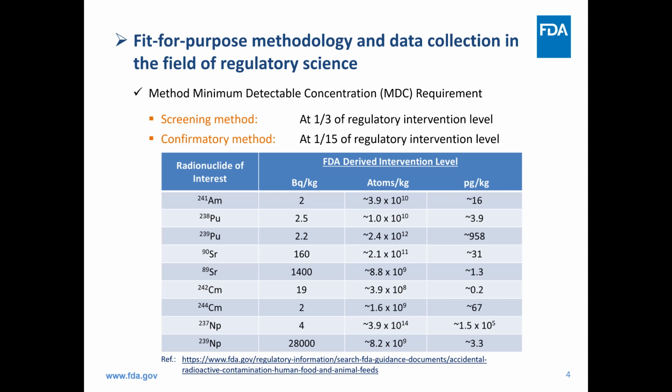To be applicable for the intended purpose, a screening method should be capable of detecting the analyzed radionuclide below 1/3 of the regulatory intervention level. And for the confirmatory method, it needs to have the detectability for the analyzed radionuclide below 1/15 of the regulatory level.